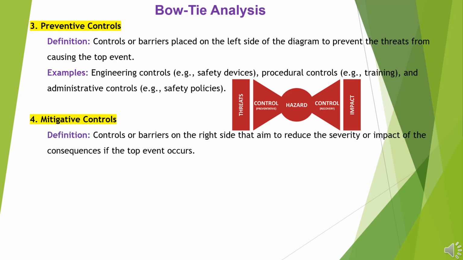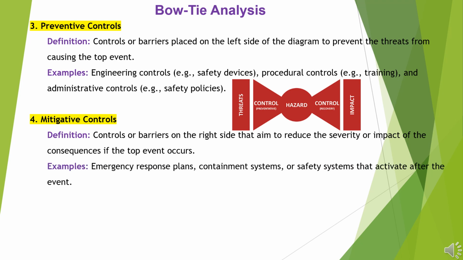4. Mitigative controls. Definition: controls or barriers on the right side that aim to reduce the severity or impact of the consequences if the top event occurs. Examples: emergency response plans, containment systems, or safety systems that activate after the event.